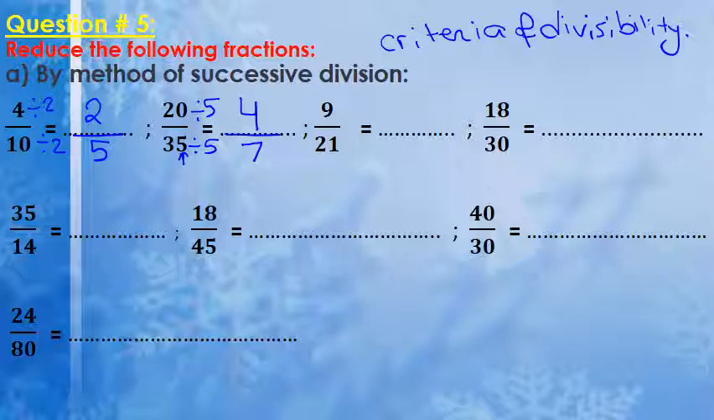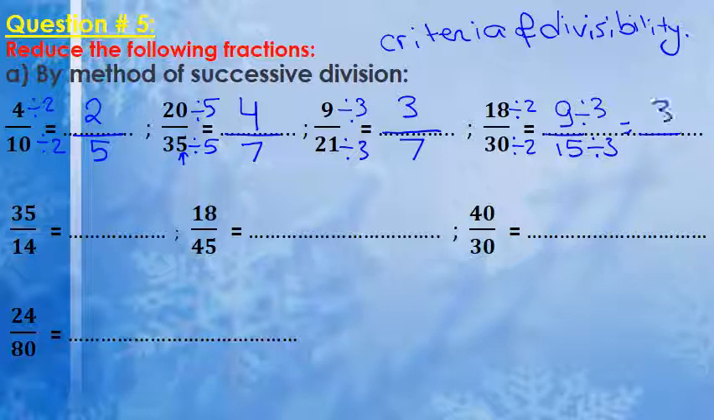9 over 21, we can't divide by 2. We can divide up and down by 3. 9 divided by 3 is 3. 21 divided by 3 is 7. 3 over 7 is an irreducible fraction. 18 over 30, we can divide both terms by 2 because the ones digit is even. 18 divided by 2 is 9. 30 divided by 2 is 15. Now this fraction is also reducible. We can't reduce by 2. We can reduce it by 3. 9 divided by 3 is 3. 15 divided by 3 is 5. 3 over 5 is an irreducible fraction.